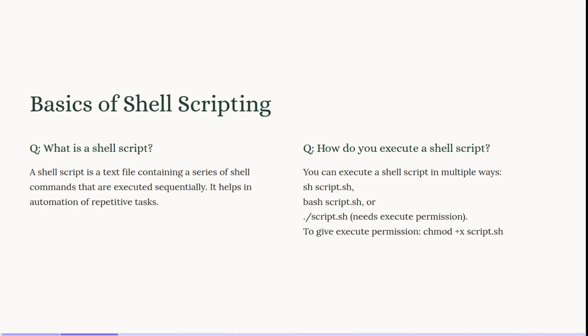Gotcha. So let's say I've written my first script. It's a masterpiece of automation. How do I actually make it run? You need to give it permission to execute. The chmod +x command is like flipping a switch, giving your script the power to run. Oh, so that little command is what unlocks the potential. It is. It tells the system, hey, this isn't just a plain text file. This is a program ready to do some work.